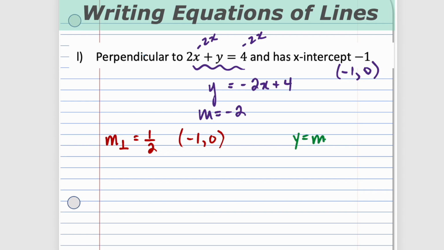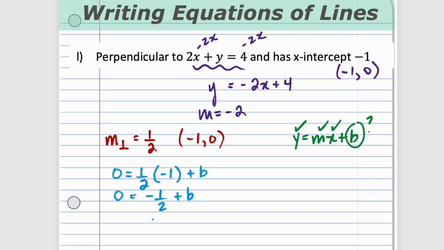Y is equal to mx plus b. We have the slope and we have a point. We have an x value and a y value. We can find the b. 0 is equal to 1/2 times x plus the b. 0 is equal to negative 1/2 plus b. b is equal to 1/2. Once we know the b, we can write the equation. So we have y is equal to 1/2 times x plus the 1/2.